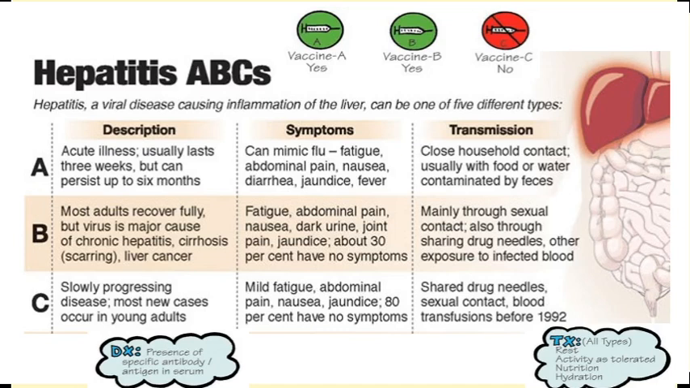So what are they going to have? They are going to have symptoms of fatigue, abdominal pain, nausea, jaundice, fever, diarrhea. So it can mimic the flu. And transmission is household contact, usually with food or water, or contaminated by feces. So fecal oral. If somebody has hepatitis A in the home, they do not need to be sharing eating utensils or drinking from the same cups.